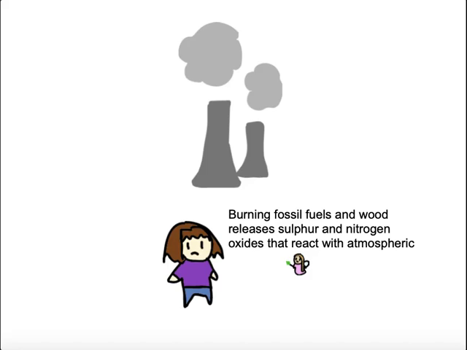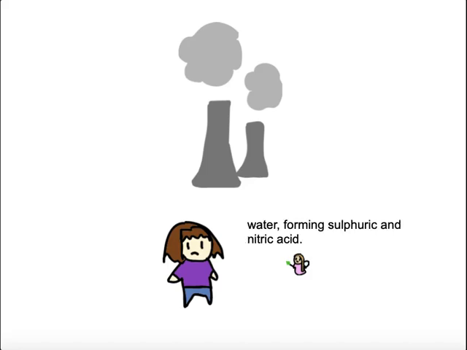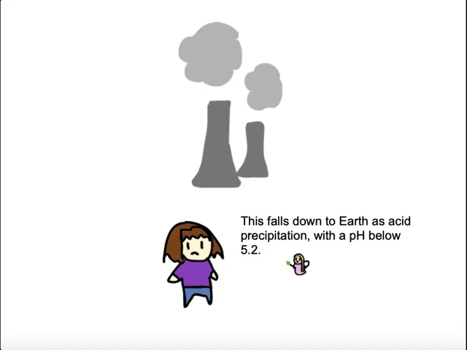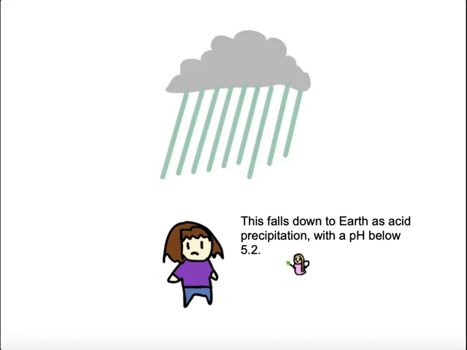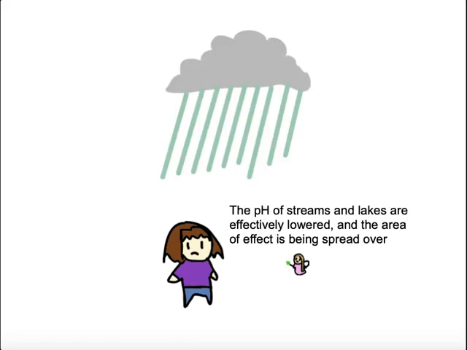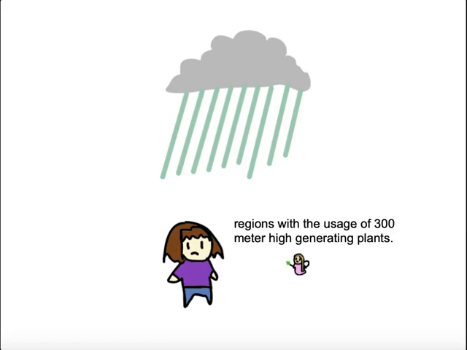Burning fossil fuels and wood releases sulfur and nitrogen oxides that react with atmospheric water, forming sulfuric and nitric acid. This falls down to Earth as acid precipitation, with a pH below 5.2. The pH of streams and lakes is effectively lowered, and the area of effect is being spread over regions with the usage of 300-meter-high generating plants.